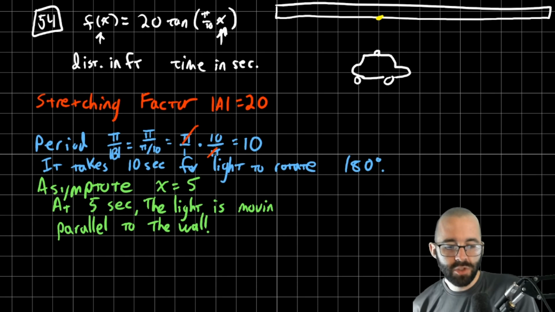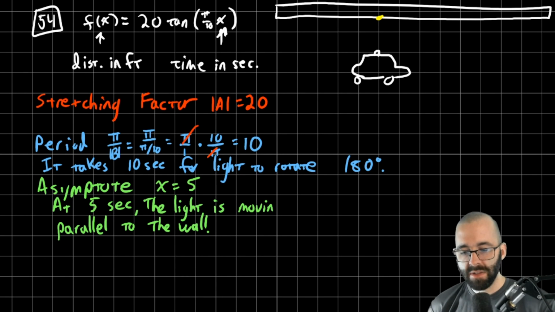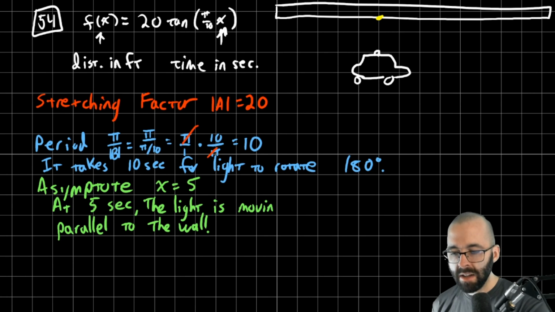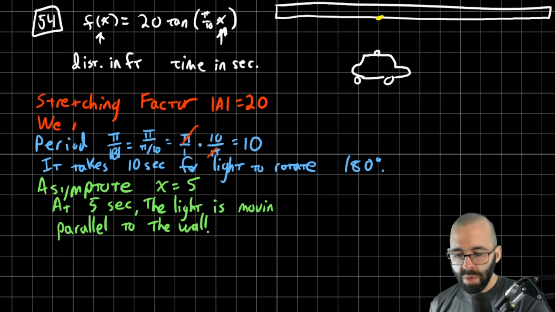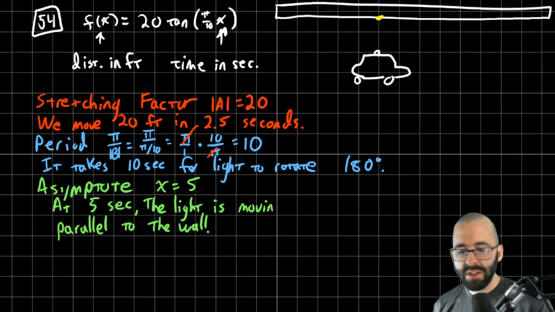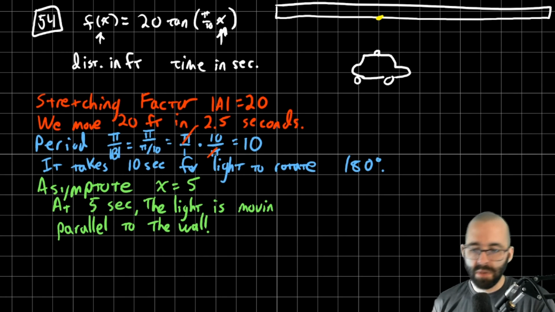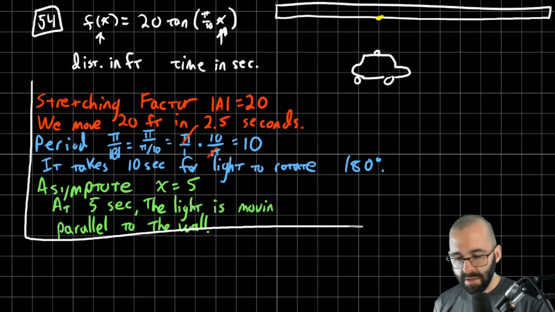Stretching factor now. So stretching factor has to do with the y values. So normally, if we go a quarter of the period, halfway to the asymptote, either way it's 2.5, we go 2.5 seconds, normally we'd move 1 foot, but we're moving 20 feet instead. Okay, so there's a couple of not great ways of explaining this, but I would say we move 20 feet in 2.5 seconds is one good interpretation of the stretching factor. There are probably other good ones as well. That's going to be our answer for part B.